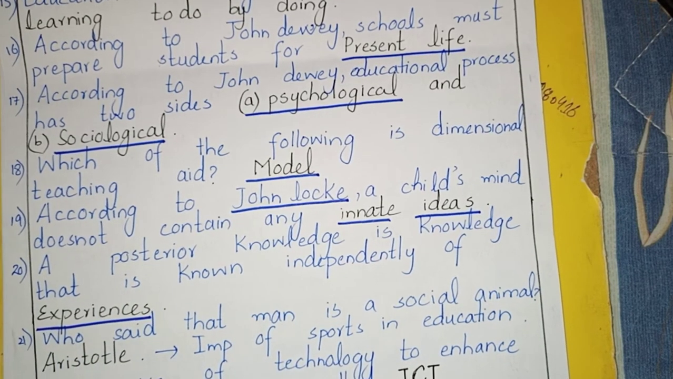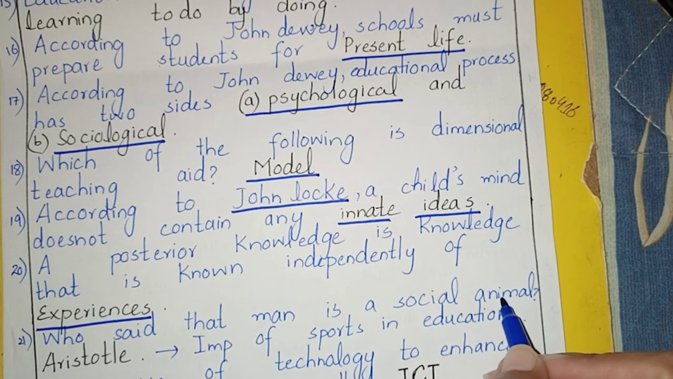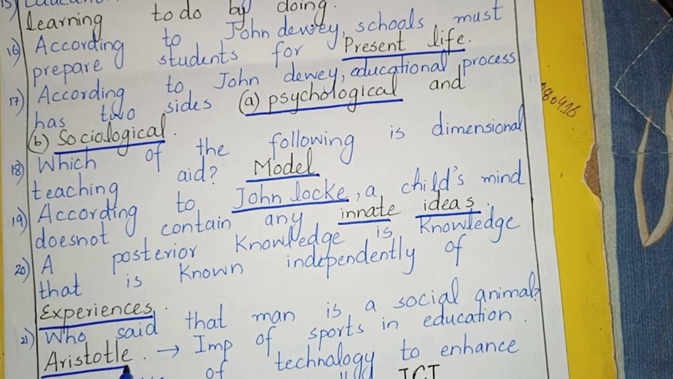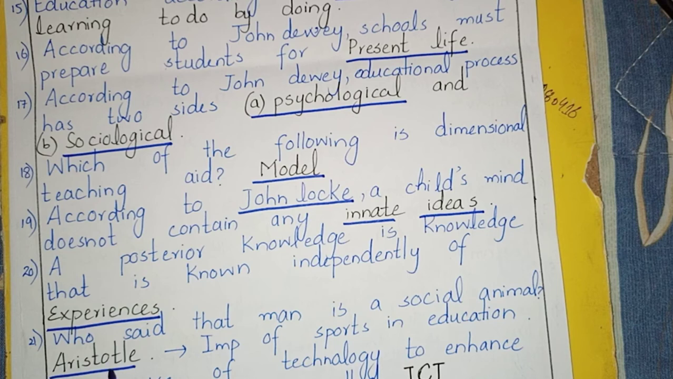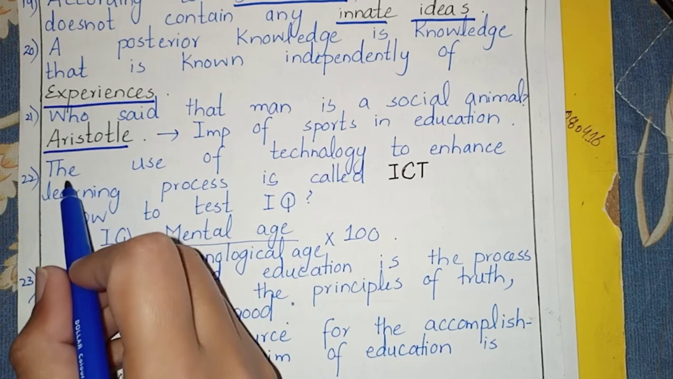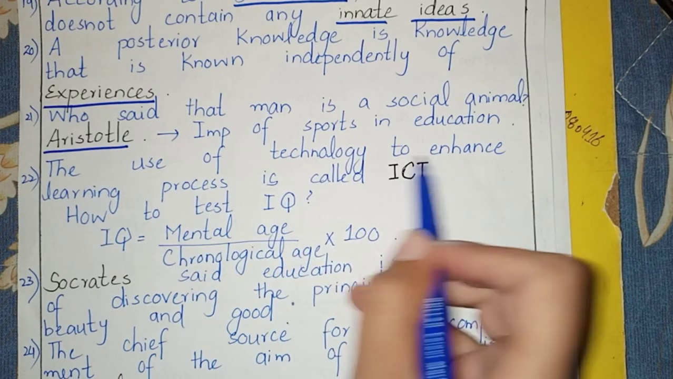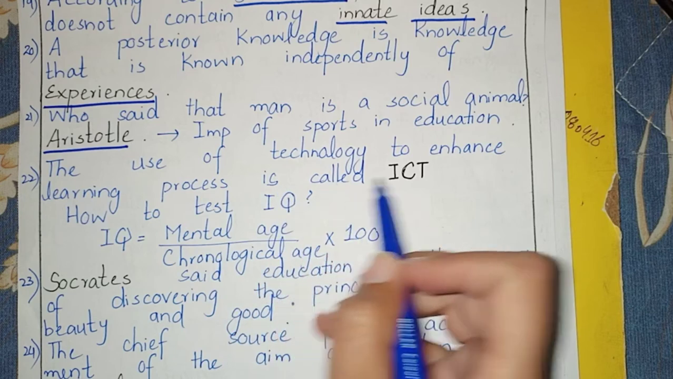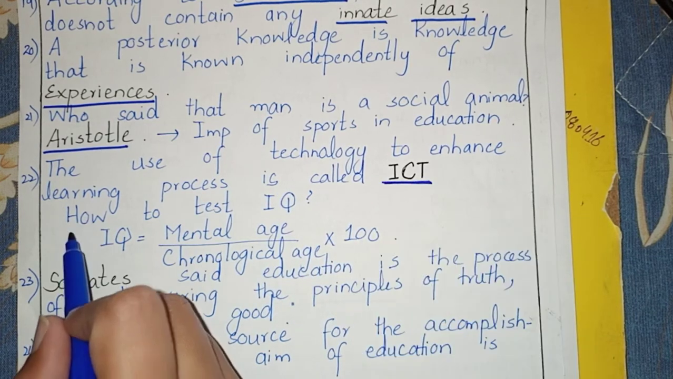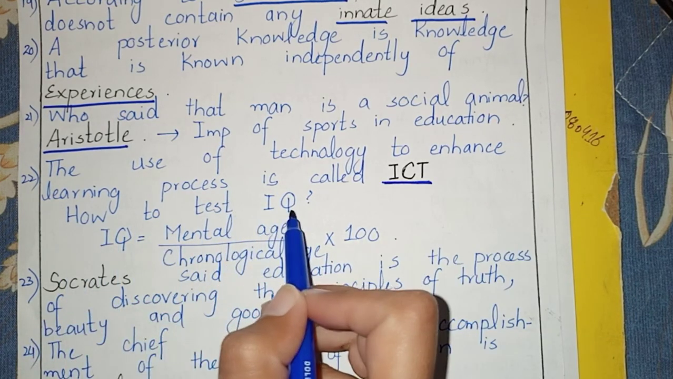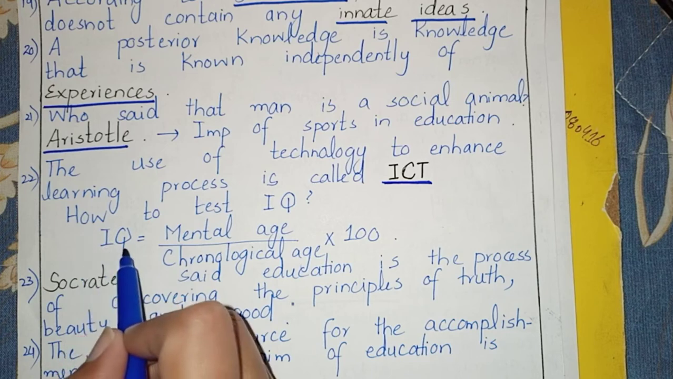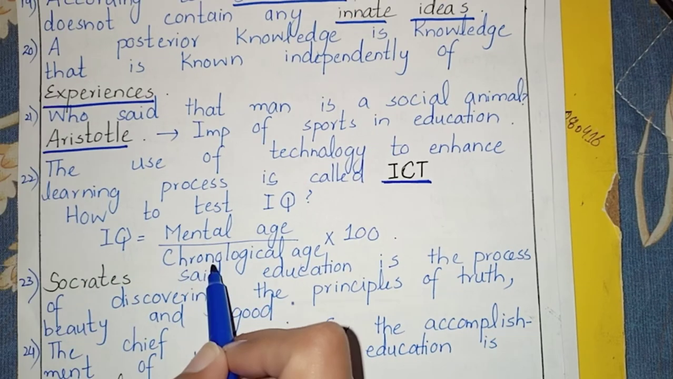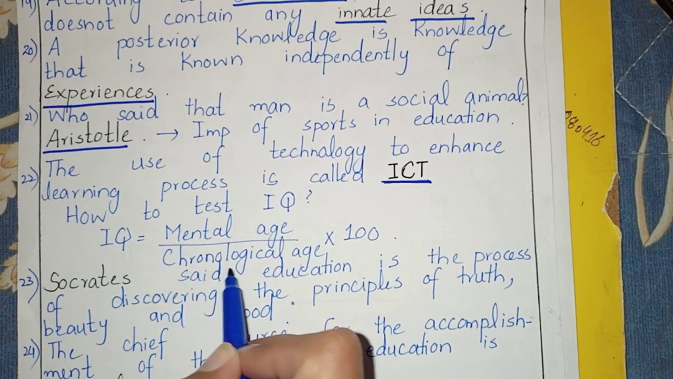Question number 20. A posteriori knowledge is the knowledge that is known independently of experiences. Remember. Question number 21. Who said that man is a social animal? Aristotle. Aristotle was the first man to tell the importance of sports in education. Question number 22. The use of technology to enhance the learning process is called ICT. How to test IQ? Intelligence quotient. IQ is equal to mental age divided by chronological age.